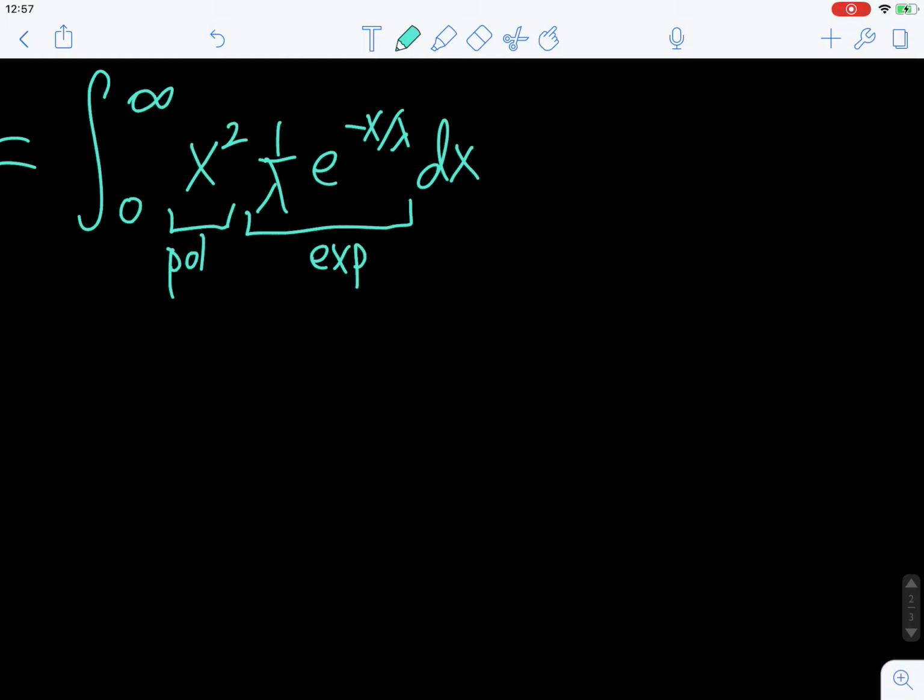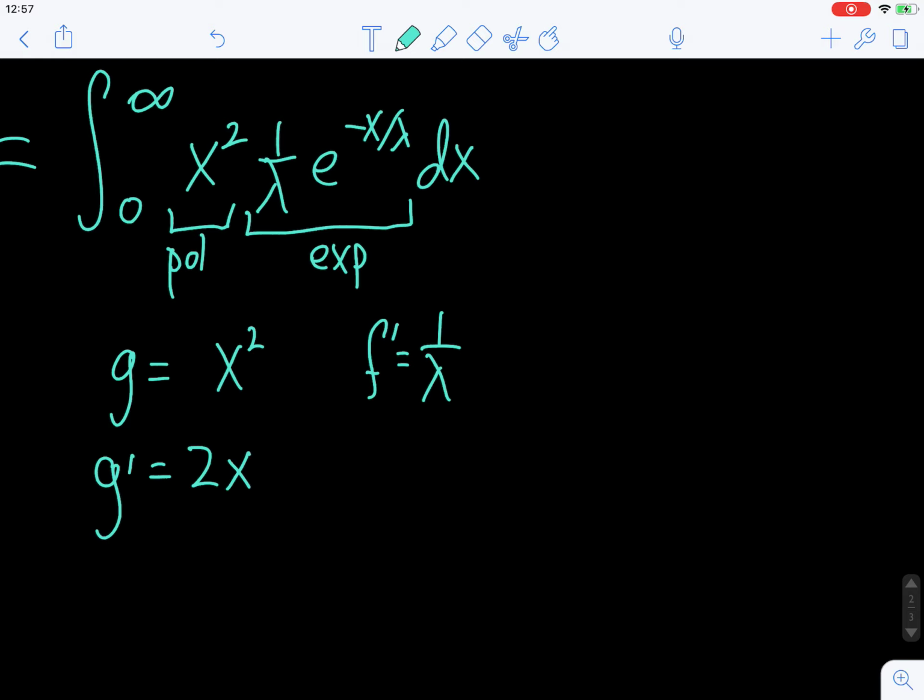Okay, so what happens when we derive the polynomial? Then we'll get 2x, right? And what happens when we integrate the exponential? When we integrate the exponential, we get e to, okay, let's try doing it in our head if we can.